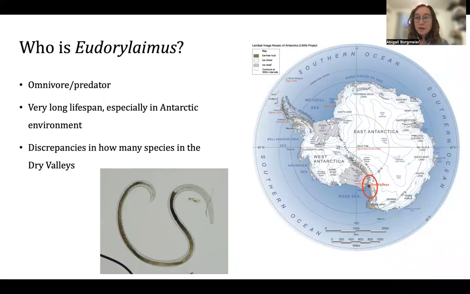And despite being one of few nematode taxa present on the continent, there are many discrepancies in how many species of Eudorylaimus are present in the Dry Valley region, as well as what's the accurate species name for the dominant taxa found. The Dry Valley region is characterized by being quite dry, except for areas where Eudorylaimus is found, particularly recently wetted soil, so near streams, lakes, or around glacial melt.